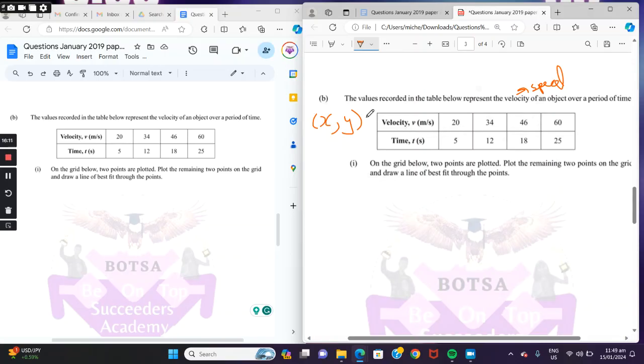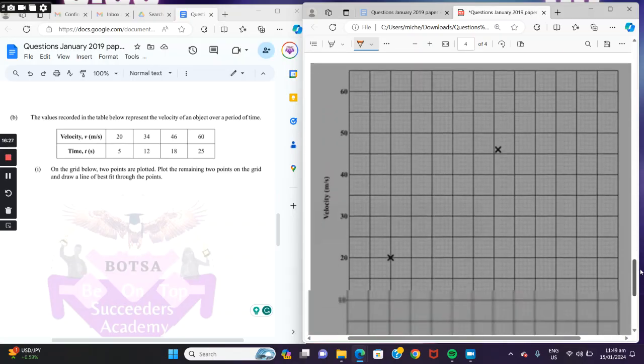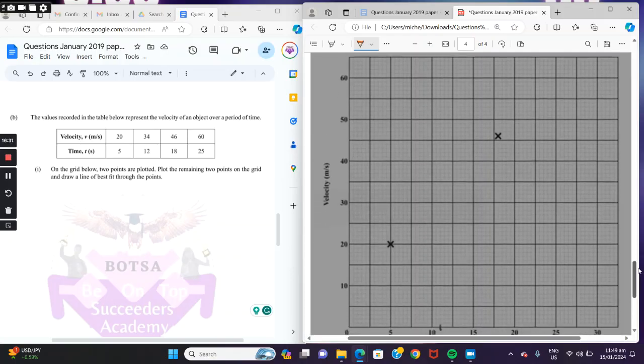So on a velocity time graph, the velocity is always on the y-axis, and time is always on the x-axis, right? So that's important to remember. So going down to the graph, they already have the scale and the axes are labeled. This is the x-axis here, this is the y-axis here.